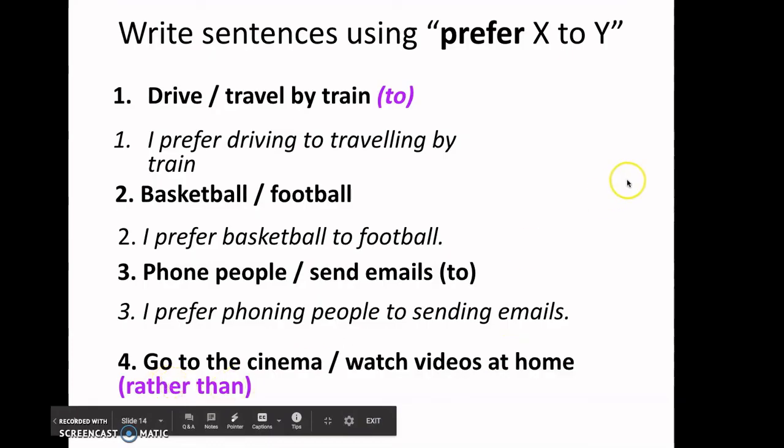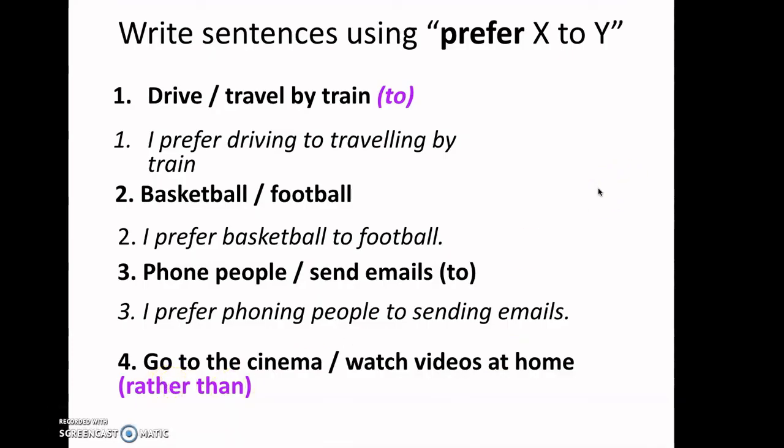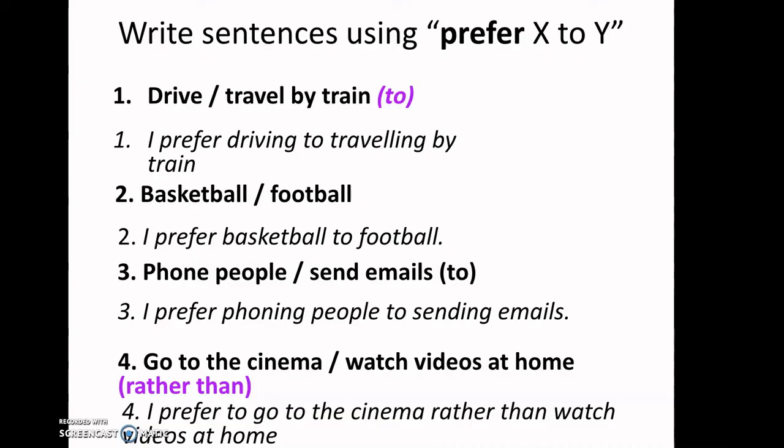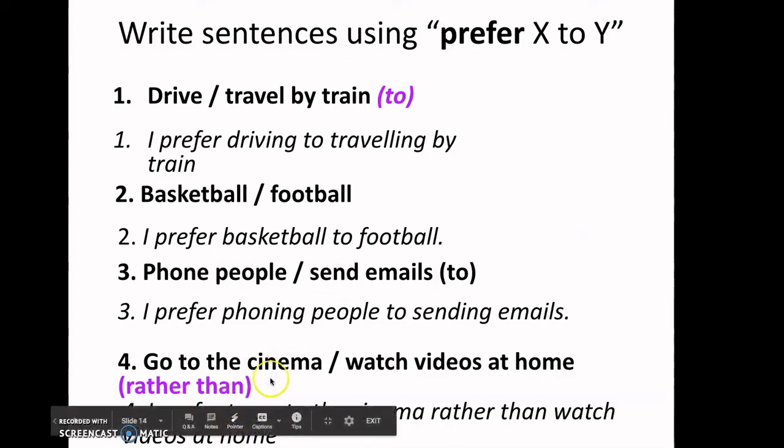Finally, because you have rather than, okay, that is a clue about what you need to use. And then you need to say, I prefer to go to the cinema rather than watch videos at home. Remember that when we are using rather than, it is because we are using prefer plus to infinitive.